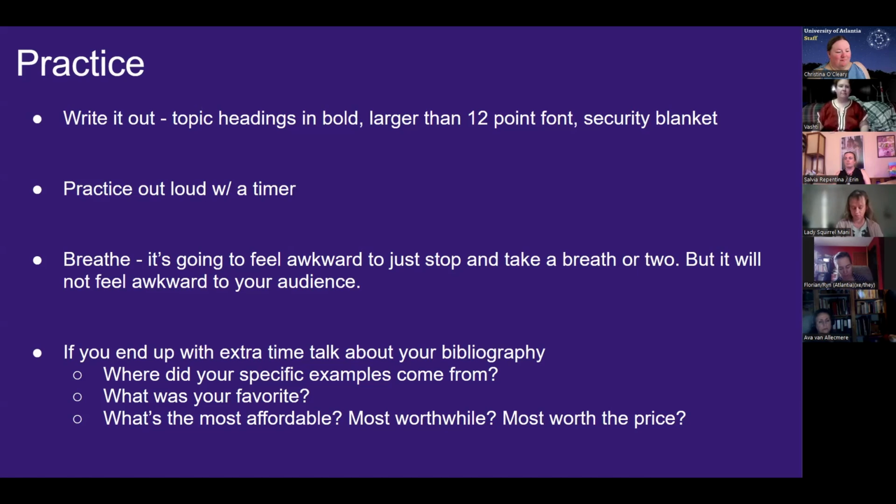Not that I usually run out of time, but if you do, talk about your bibliography. What info you got from what sources, which one was your favorite, what's the most affordable. People absolutely loved that.